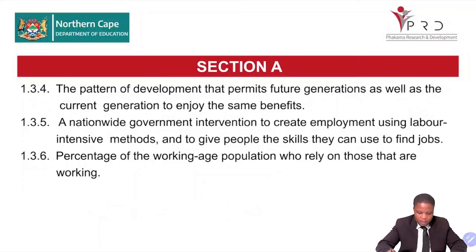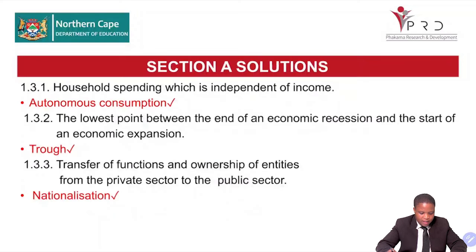Right, grade 12, our time is up. Let's look at the answers. Household spending, which is independent of income, does not depend on income. You can spend because you've withdrawn your money from savings. You can spend because you took a loan, that we call autonomous consumption. The spending that depend on income, what we call it? The one that does depend on income. You must have an income to spend. What is that? Right, if you said induced consumption, you are correct. That is an induced consumption.